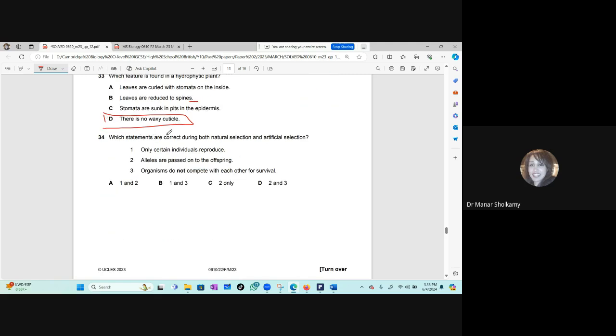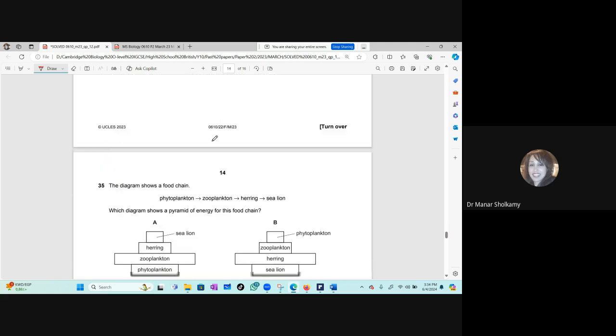34. Which statements are correct during both natural selection and artificial selection? Only certain individuals reproduce, or alleles are passed on to the offspring, or organisms do not compete with each other for survival. What about artificial selection? 1 and 2? Yes. Here there is no competition, it's not natural selection. So 3 is not with us. It's A. Good. 5 more to go.